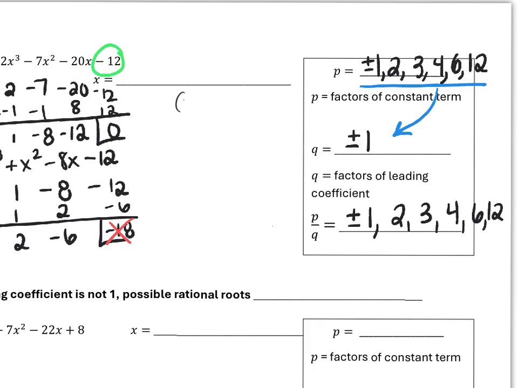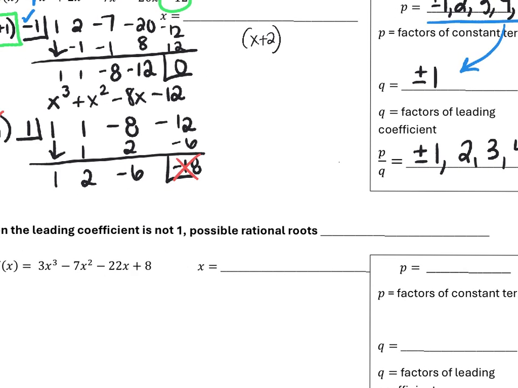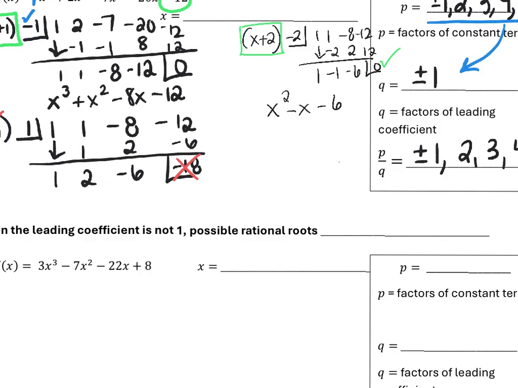Okay, so if we do x plus 2, let's test that. We're going to test it on our trinomial still. So this would be a minus 2 here. And then we've got our 1, 1, negative 8, negative 12. So negative 2, negative 1, 2, negative 6, positive 12. Okay, so that worked. Thank goodness. So this works. So now our answer is x squared minus x minus 6, which is a quadratic.